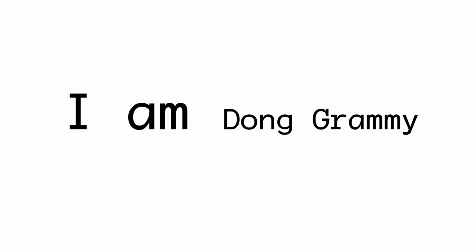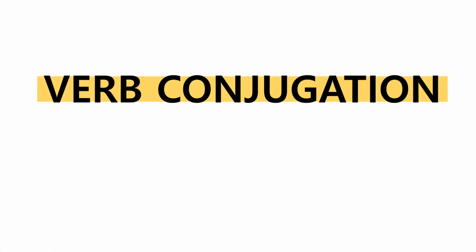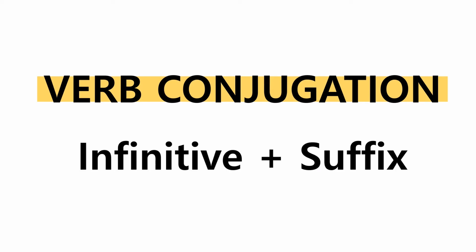In this lesson, we are going to learn to say "I am somebody." And in order to do that, first we need to know how to conjugate a verb. In Korean, every verb has its infinitive form. And depending on the level of speech or tense, you use different suffixes. It's just like in English.